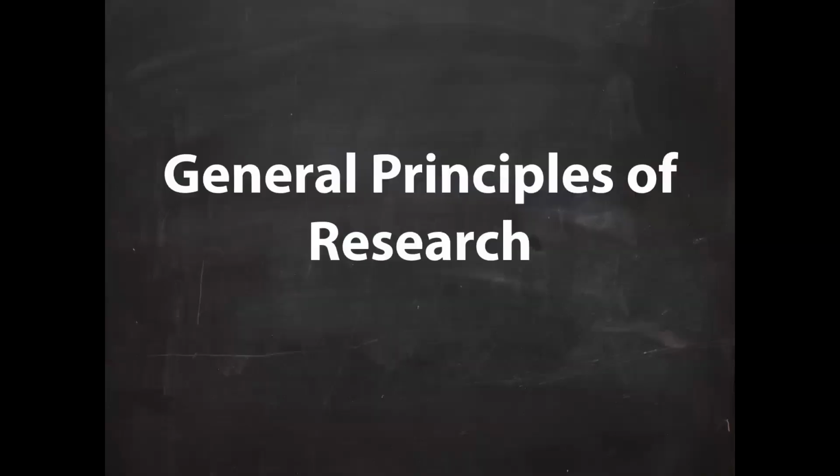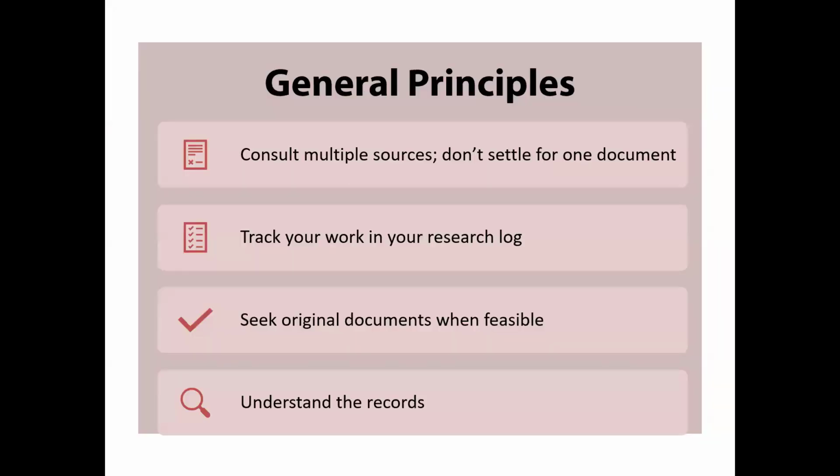So let's begin. Let's start with some general principles of research. A couple of key tips that we'd like to recommend: it is not usually a one-and-done process where you find one document to answer a particular question, especially if it's more complex, such as identifying the parents of an ancestor or their origins in another country. In that case, it's helpful to look at multiple sources to make sure you have the correct answer.